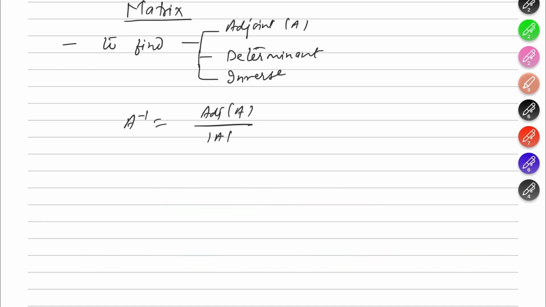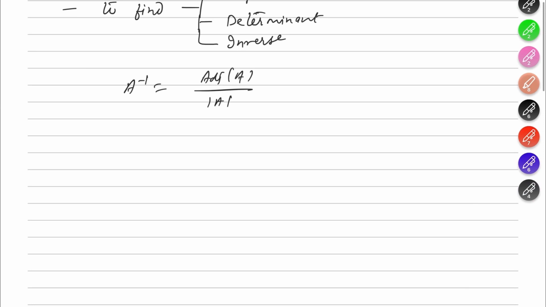We'll see a trick to find the adjoint of a matrix and its determinant, and hence we can find the inverse of the matrix. So this trick is basically to find the inverse of a matrix. But for finding the inverse, we should know the quick method to find the adjoint. First we'll see the trick, then we'll see the proof of why we get this trick. So let's start with an example.